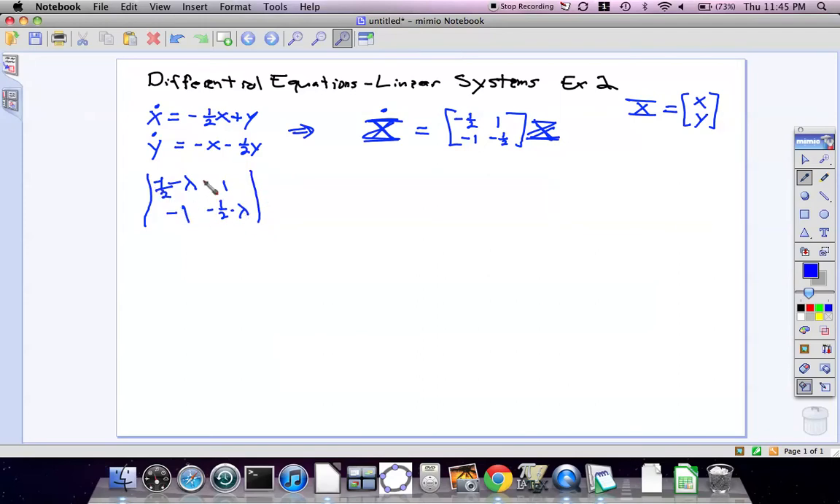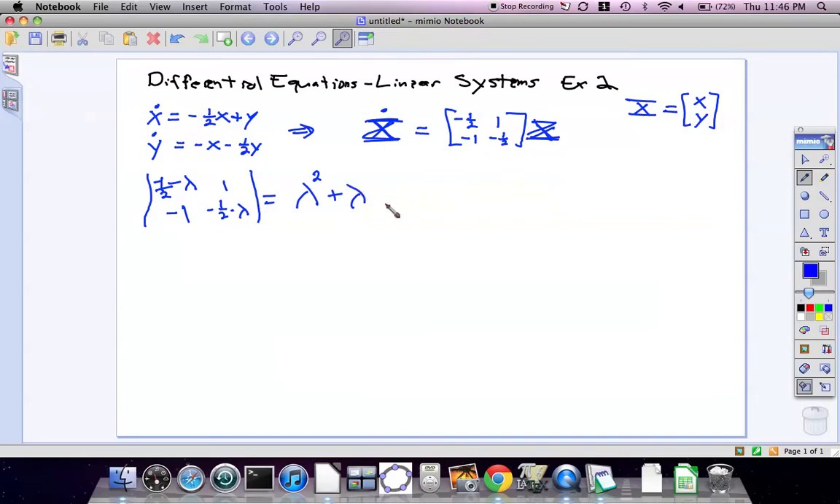One, do the regular determinant idea, which is to multiply the main diagonal and then subtract the other diagonal from it. If you do that, you're going to end up with a lambda squared. Can't seem to call that thing the right name, huh? Alpha, gamma, lambda. And then here, when you clean it up, a trace is the sum of the main diagonal. Negative 1/2 plus negative 1/2 is going to be negative 1. We want the opposite of that for the coefficient here. So that's going to be plus 1 lambda.